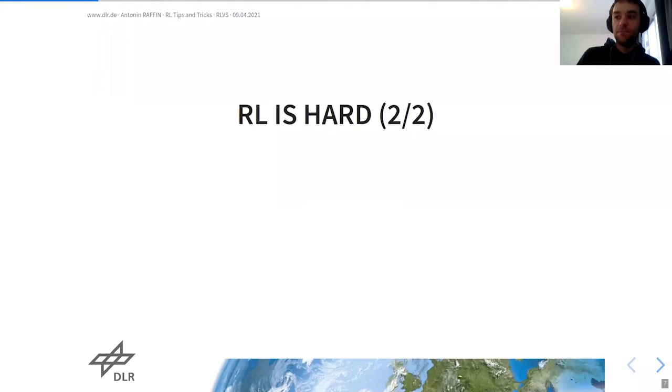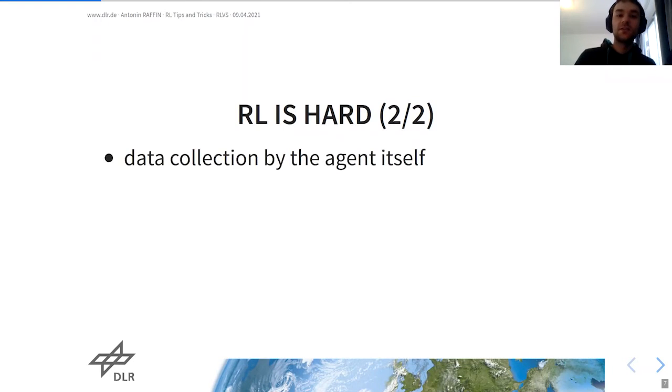So what makes RL hard? One thing is that, compared to other machine learning techniques, the data collection is quite different because it's collected by the agent itself. It's not a fixed dataset that you provide. Which means that if it encounters uninteresting data, it won't update its policy to gather better data in new regions. And so it will be a vicious cycle.